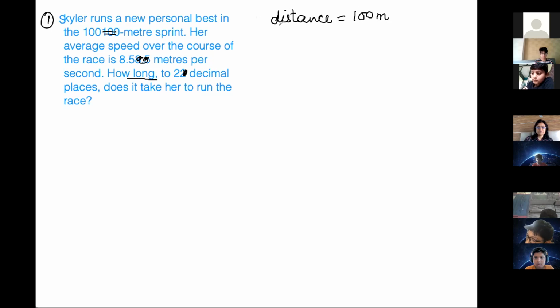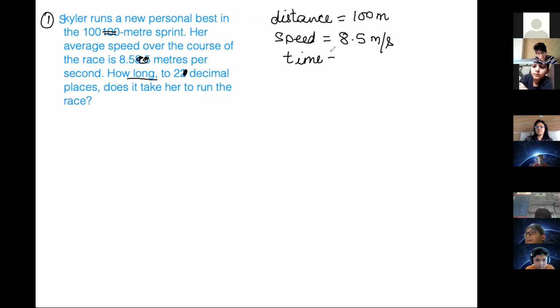Then speed is equal to 8.5 meters per second. Then time is equal to question mark. Ma'am, we will do it with the speed formula. Speed is equal to distance upon time.